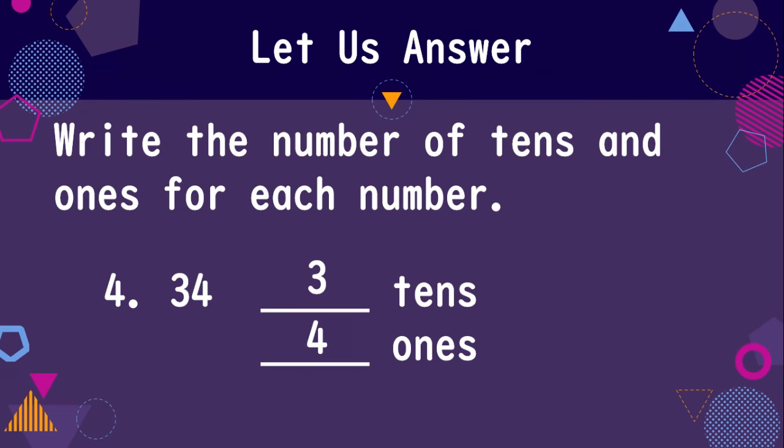Very good. And for number 5, 50. We have 5 10's and 0 1's. For number 6, 34, we have 3 10's and 4 1's. For number 8, we have 59. And how many 10's? 5 10's and 9 1's. And for the last number, we have number 9, 33. How many 10's? 3 10's and 3 1's. Very good.